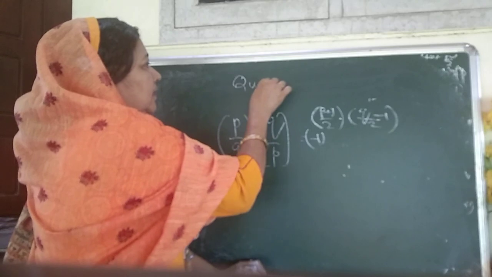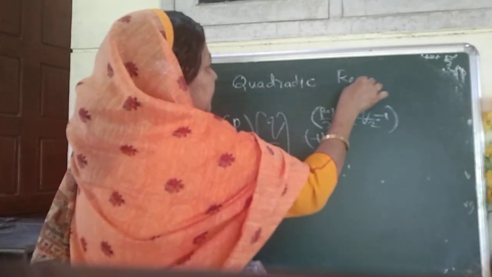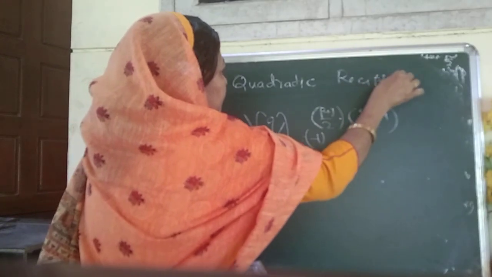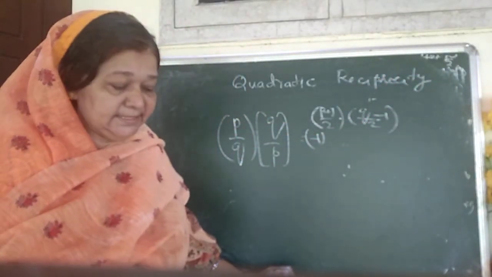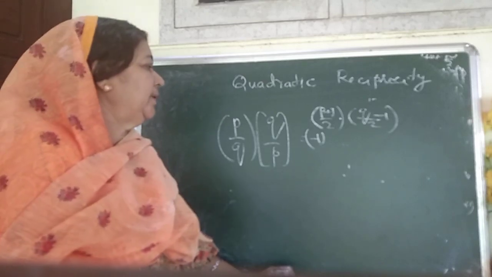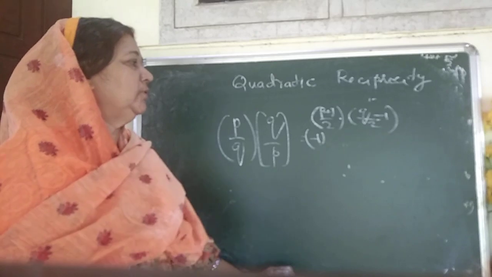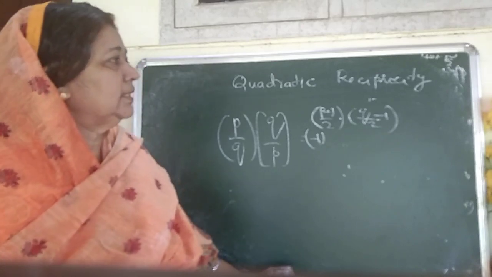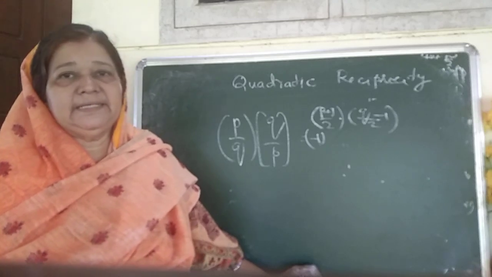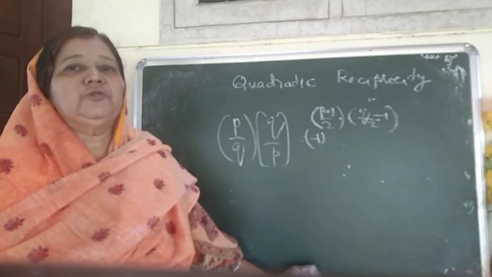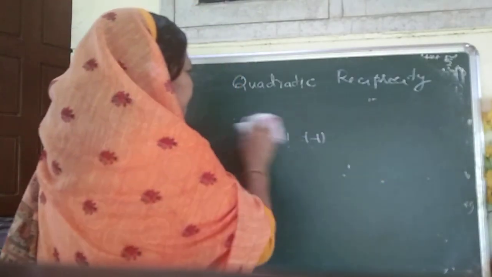Quadratic reciprocity theorem. The quadratic reciprocity theorem states that where p and q are distinct primes, then (p/q)(q/p) equals (-1)^(((p-1)/2)((q-1)/2)). We already studied (-1/p) and (2/p). Then we can find (3/p) by means of this theorem.